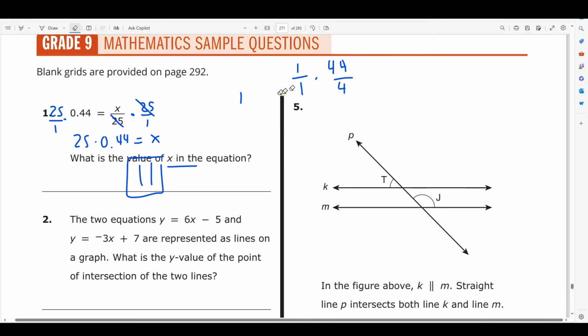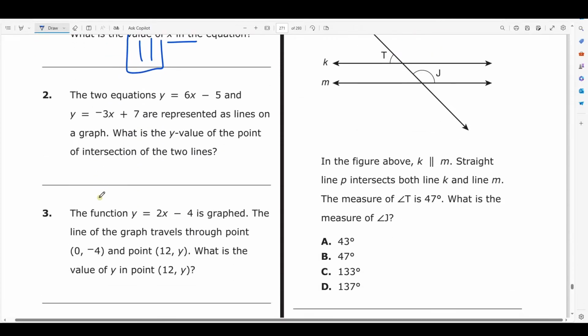So just remember that whenever you have an x or a variable that's being divided by a number, the way to get that variable on its own is to multiply that variable by whatever's in the denominator. So in this case, we have x over 25. In order to get rid of that 25, we multiply by 25 over 1. Or we take our denominator, we put it in a numerator over 1, and we multiply it.